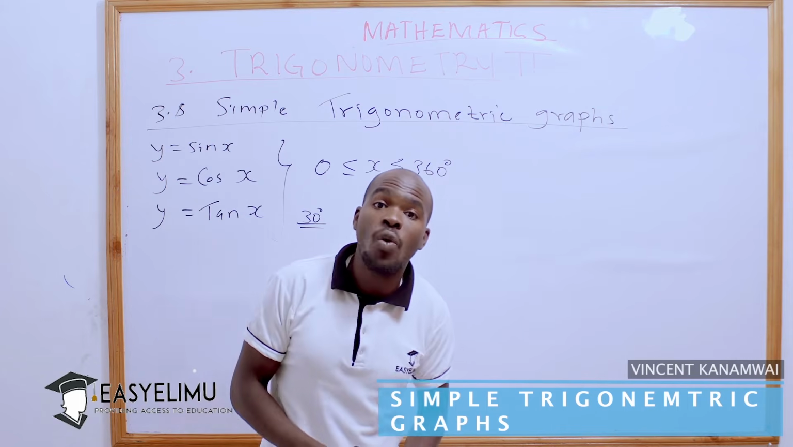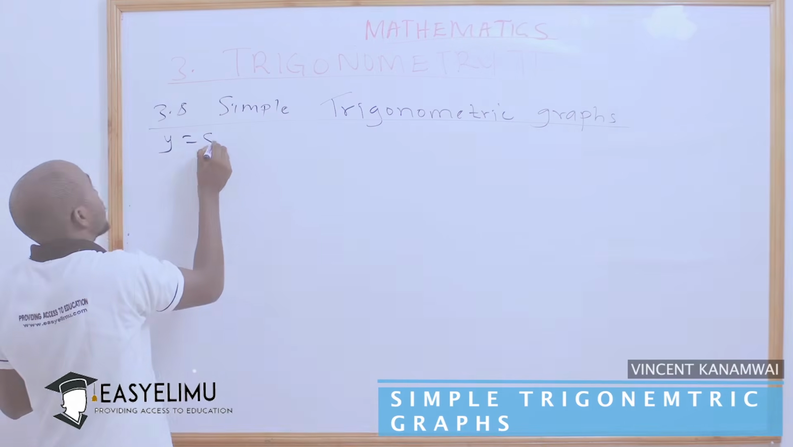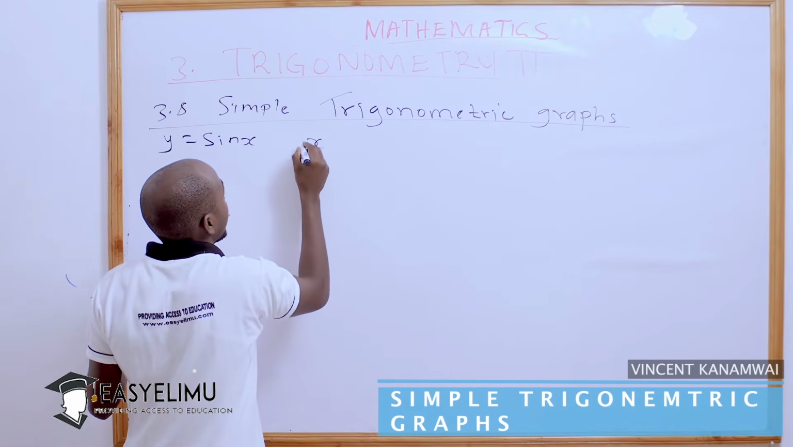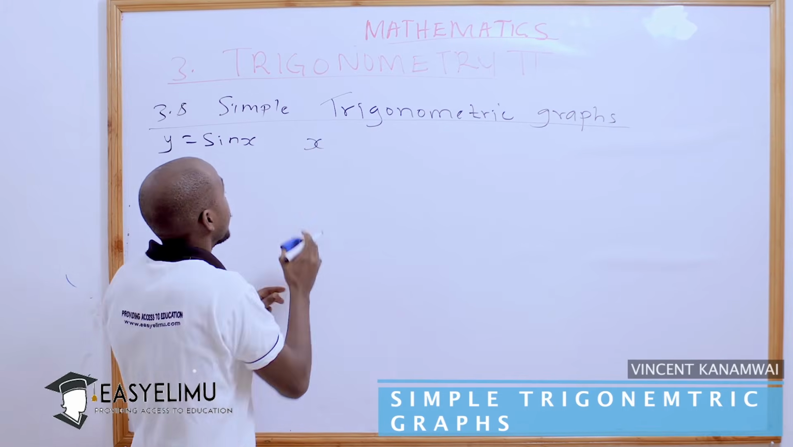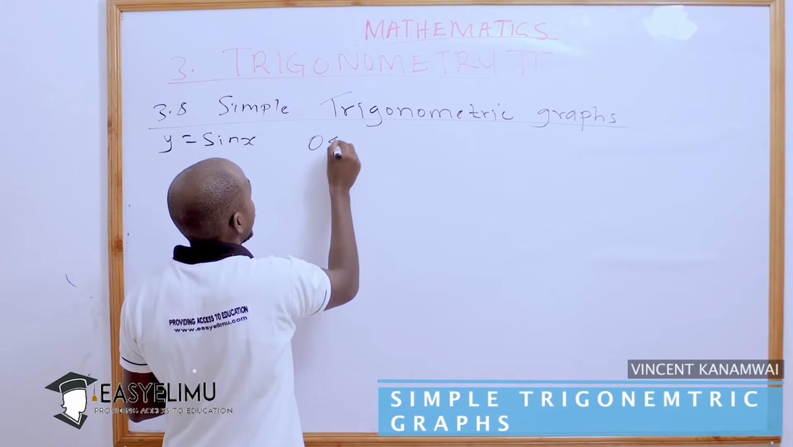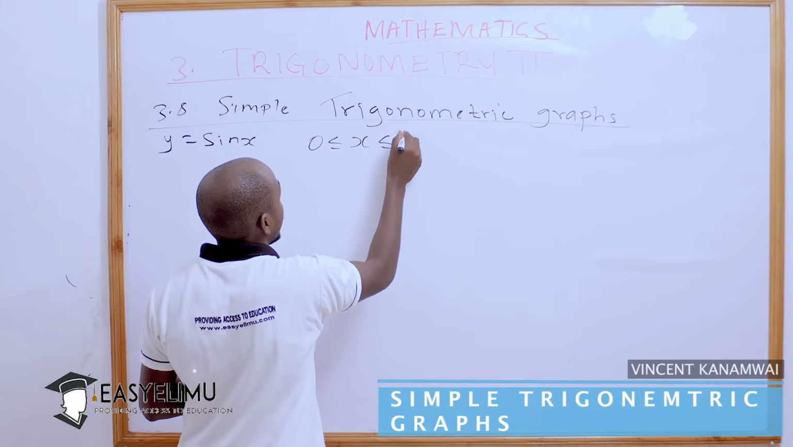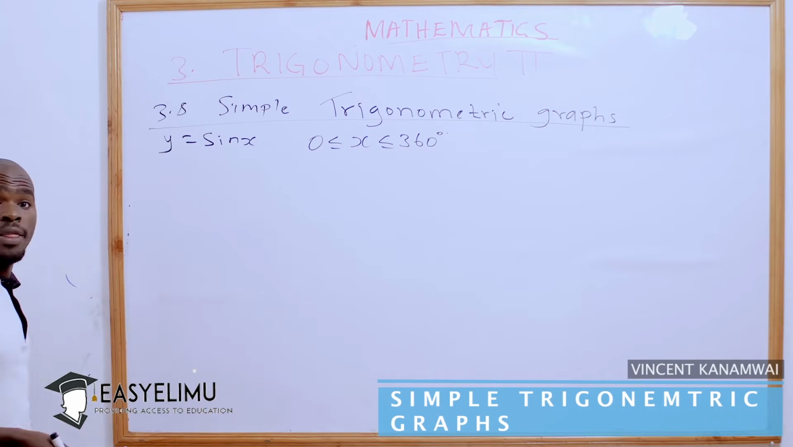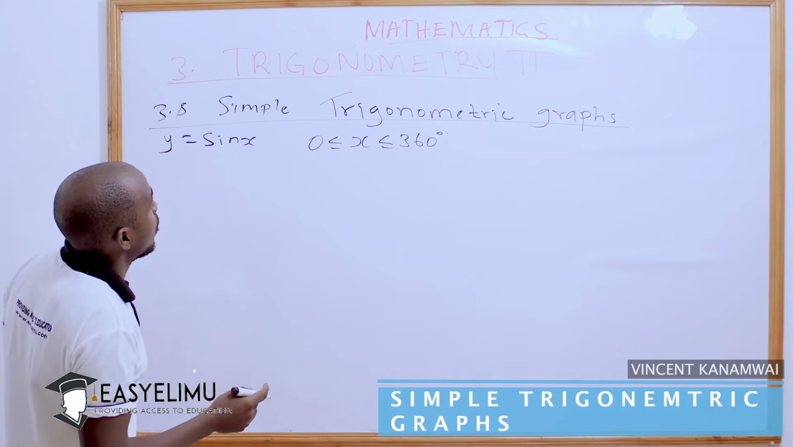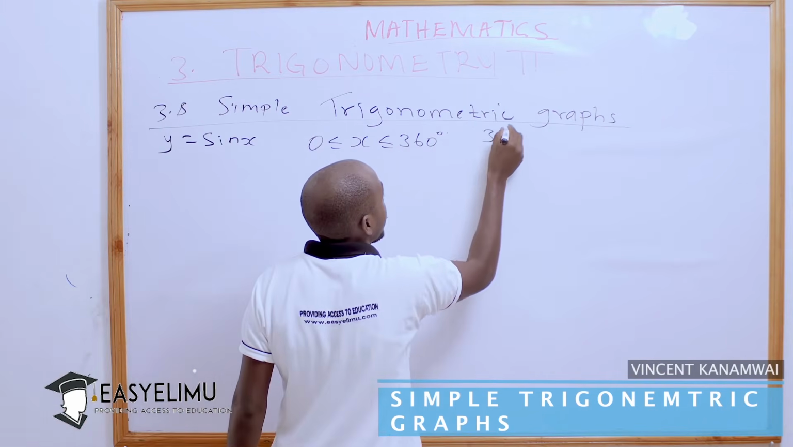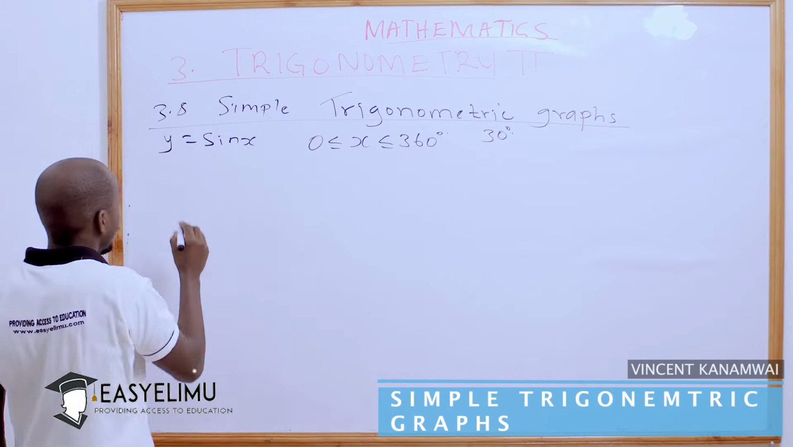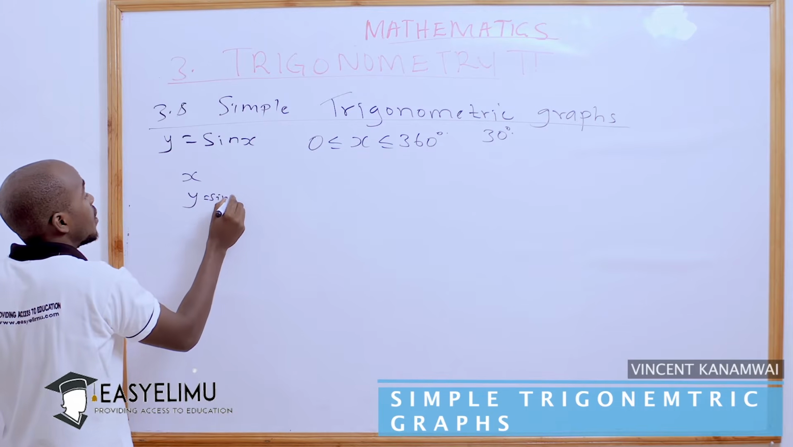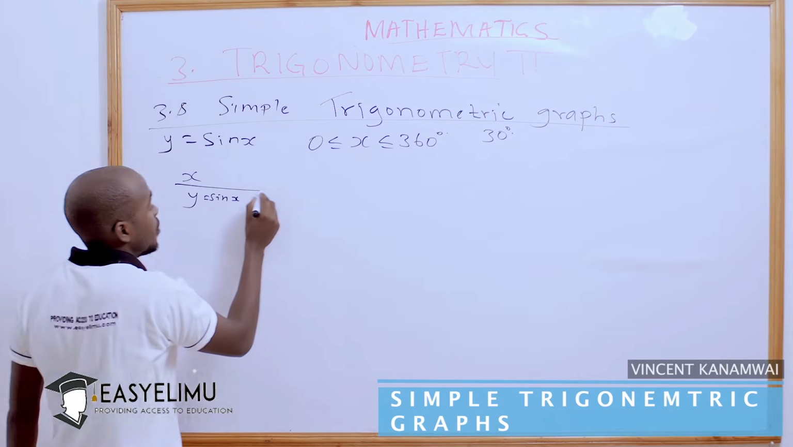So we shall start with y equals sine x, for x within the interval 0 less than x less than 360 degrees. Then from there, we shall draw it with an interval of 30 degrees. So what we shall do, I'm going to form a table of x and y equals sine x. So we shall form it.